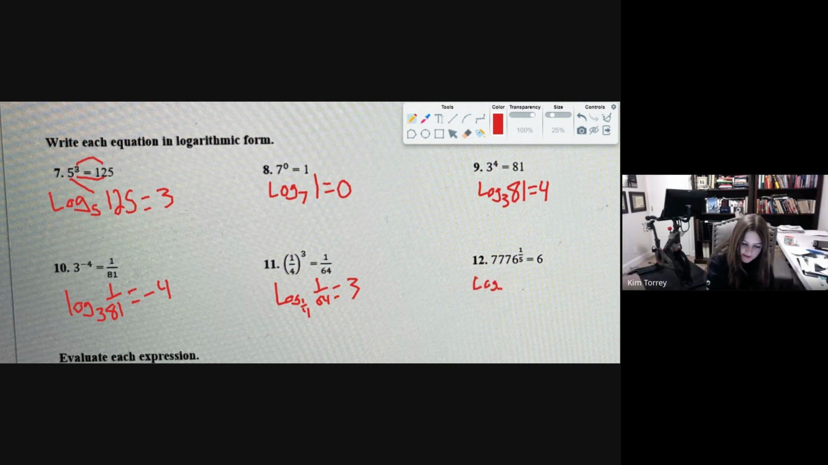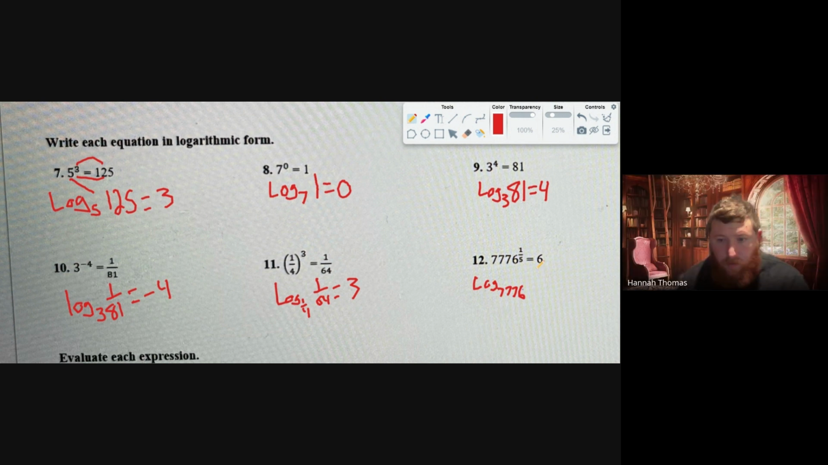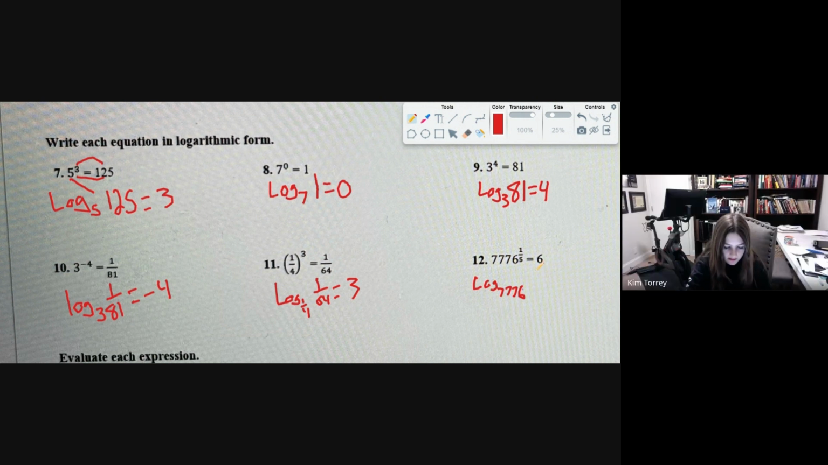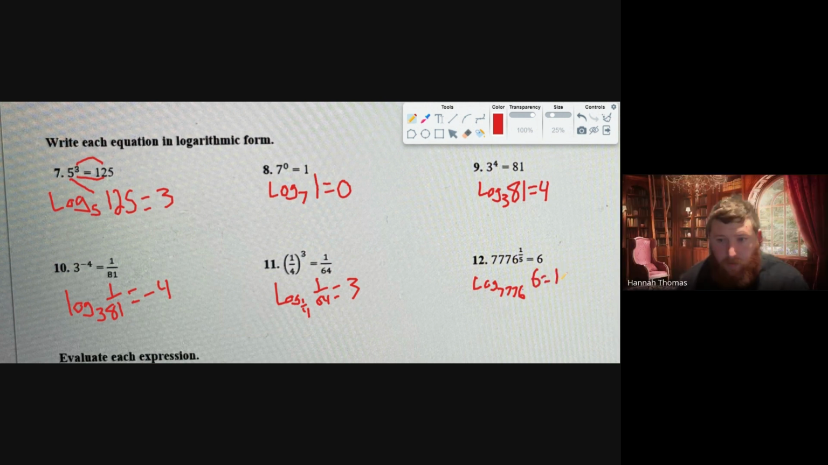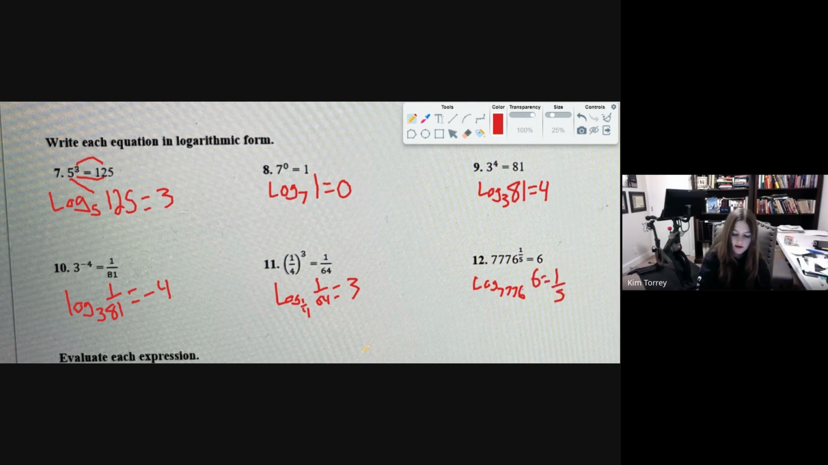Yep. For 12, it would be log base 6, 7,776, and then it would be equals 1/5. Yep. Okay.